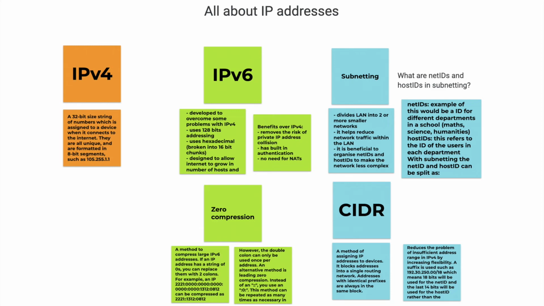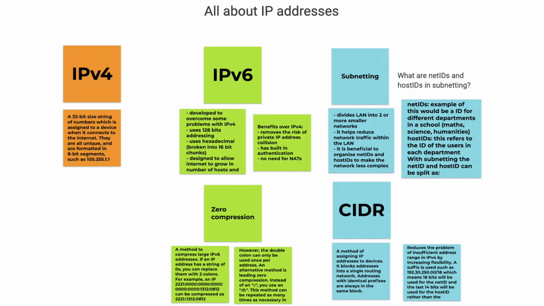So this is where a solution like classless interdomain routing, or CIDR, comes into play. This reduces the problem by increasing the flexibility of the IPv4 system. So you use a suffix such as 192.30.250.00/18, which means the first 18 bits will be used for the net ID, and the last 14 bits will be used for the host ID, rather than the normal 24 bits and 8 bits for a Class C network.